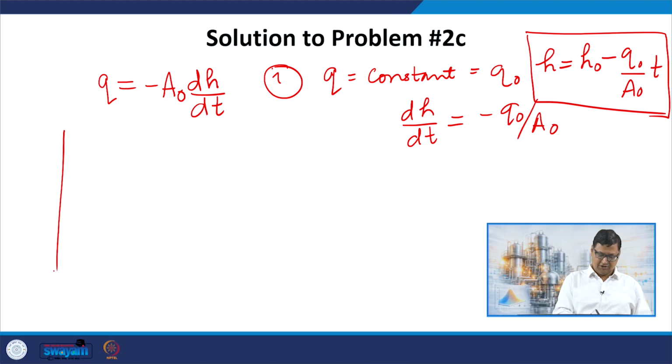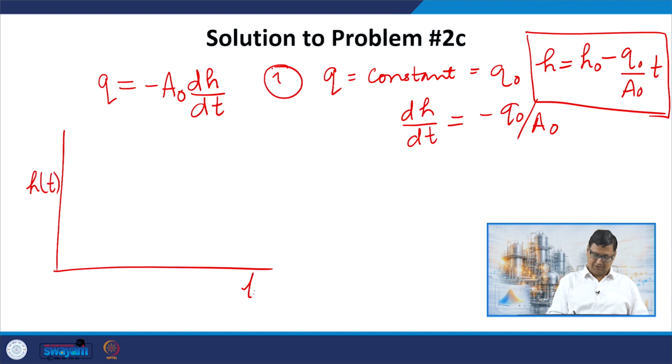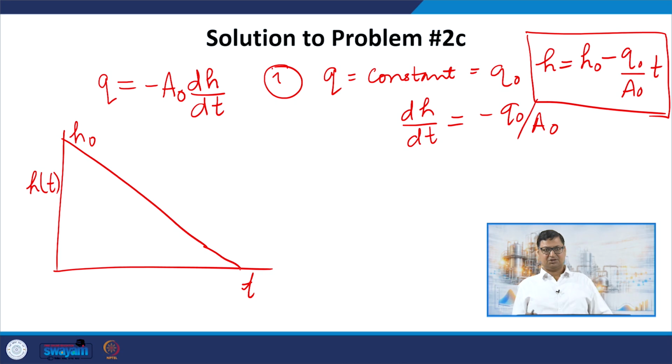And now you see how it should look like. The h(t) versus t from this model should look like something like this, beginning with h naught and eventually going to 0. Of course, the equation itself tells me that it can be negative, it can continue this way, but we know from the physics that the height cannot be negative. Once all the liquid is gone, there is no point solving the problem.